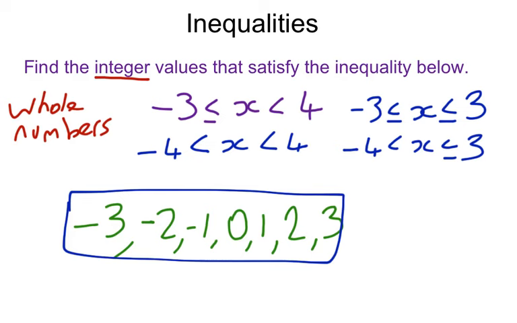But you must be very careful when you're looking at them to make sure you include values that have an equal sign in the inequality. So that's how we show inequalities on a number line and how we find integer values that satisfy certain inequalities.